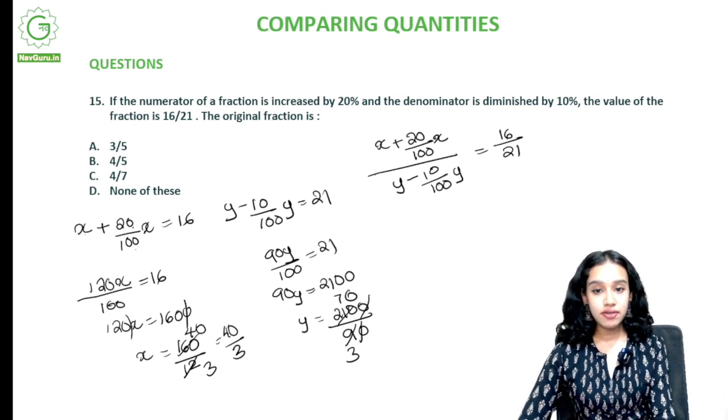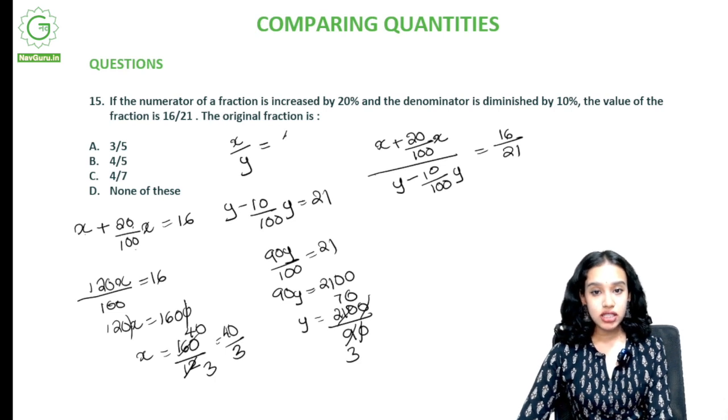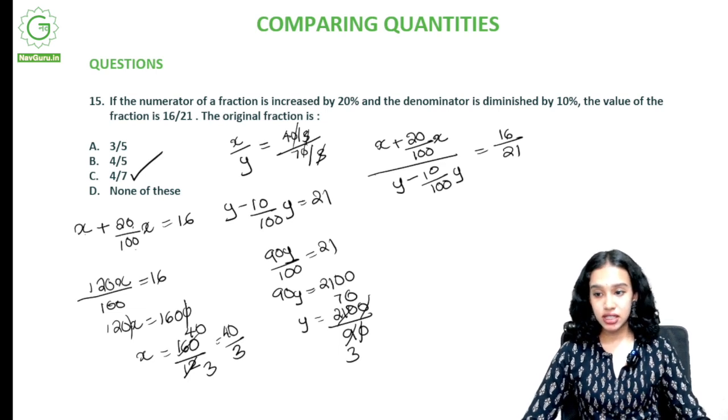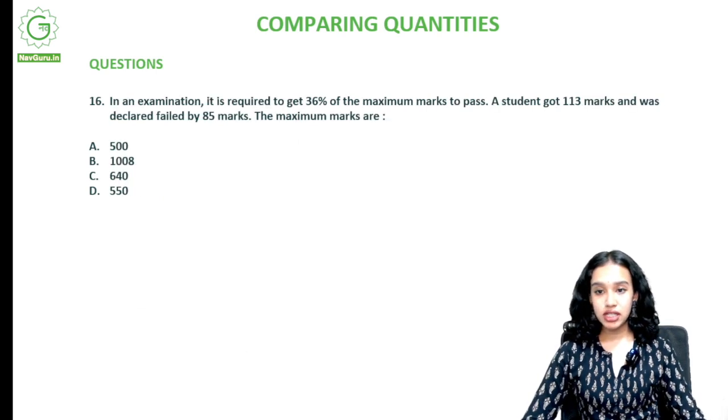So now we have to find x by y, which is the numerator by denominator. So it's 40 by 3 divided by 70 by 3. 3 and 3 cancel out, 0 and 0 cancel out. We have 4 by 7 as the answer here. Now let's move on to the next slide.